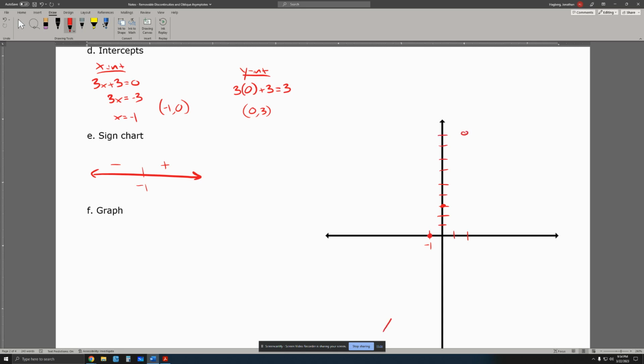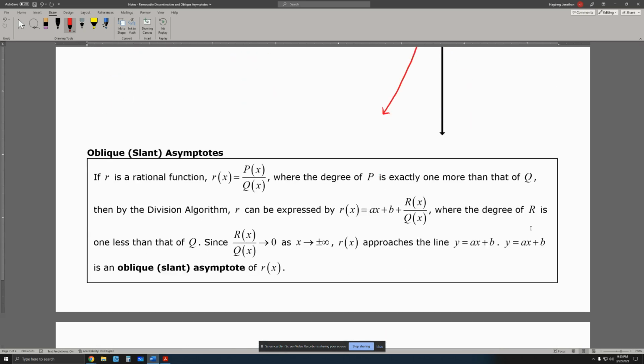If we were to sketch this graph, you might notice something about the graph. It just looks like the linear equation y equals 3x plus 3. And you'd be right. This is exactly like y equals 3x plus 3, but we just have that hole at (2, 9). Okay?